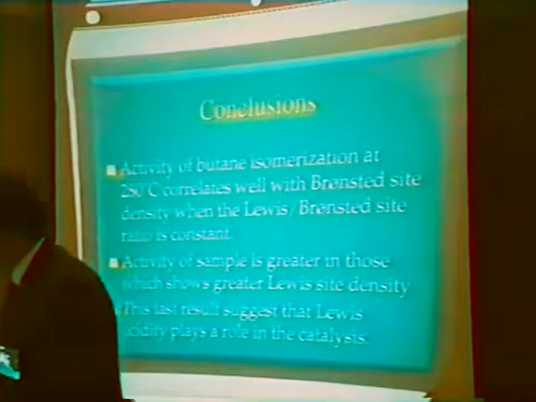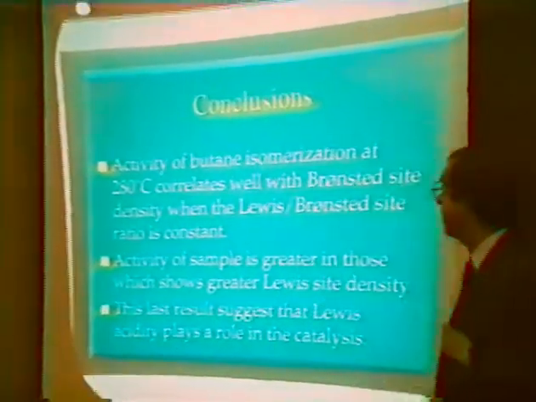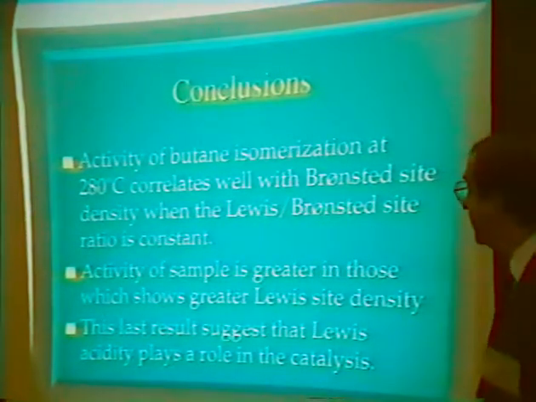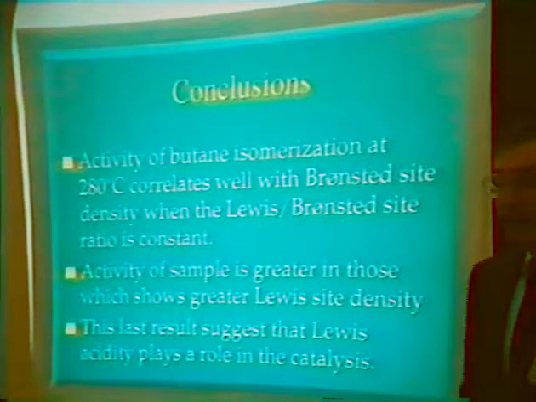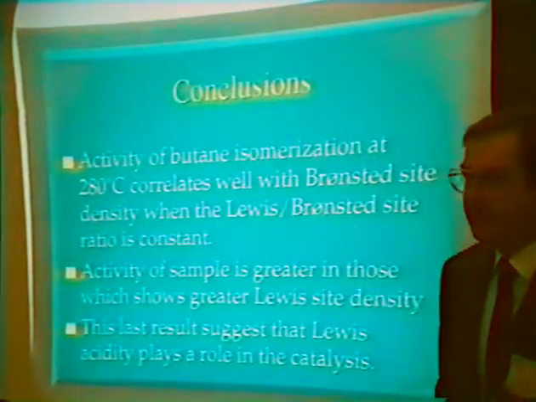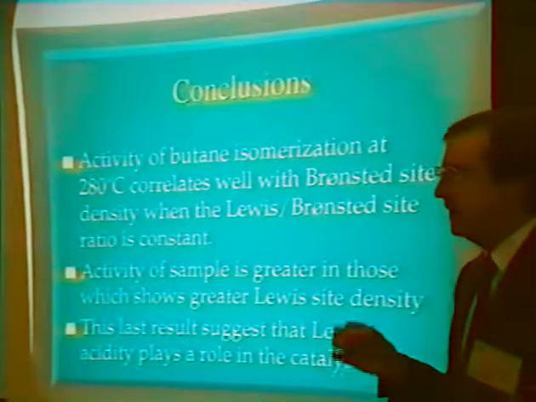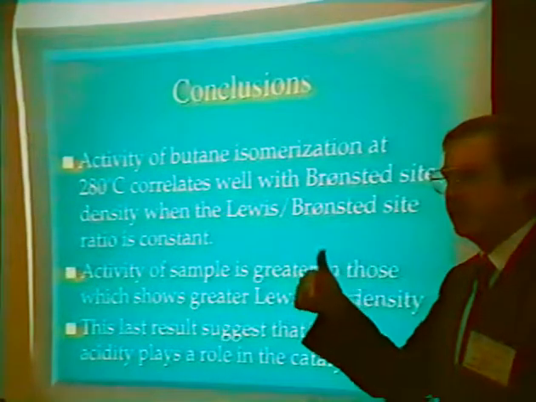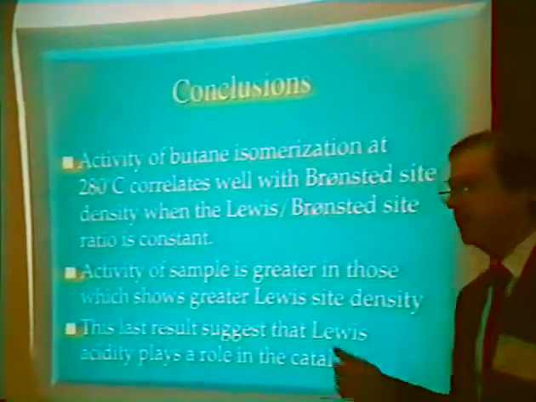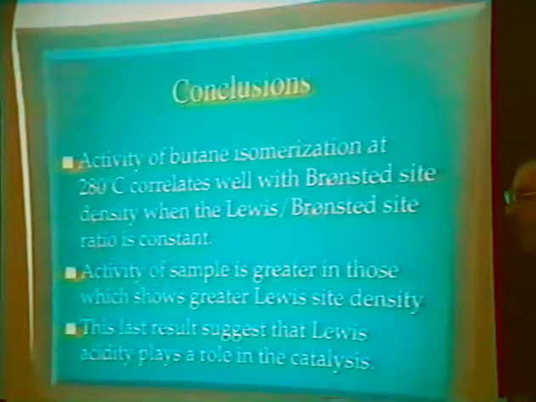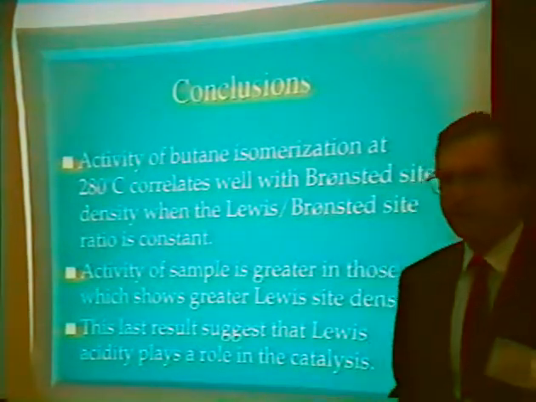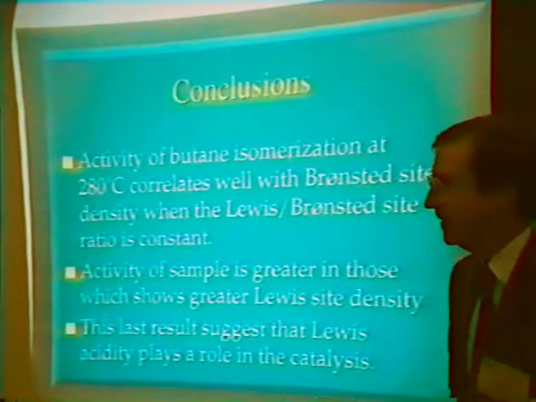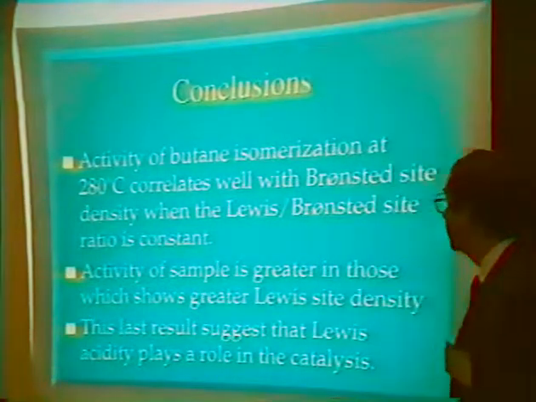And secondly, the activity of the butane isomerization at 280 seems to correlate well with the Bronsted site density when the Lewis to Bronsted site ratio is constant. Unfortunately, this technique tends to overcount sites. That is, for the butane reaction, the technique counts sites which react with the amine which are inactive. And that's the reason why the intercept is well along the x-axis. The intercept at zero rate is around, I believe, 120 micromoles per gram. So it's obviously not a desirable technique from that point. That is, the curve doesn't go through 0, 0. But on the other hand, it indicates that there is some relationship.